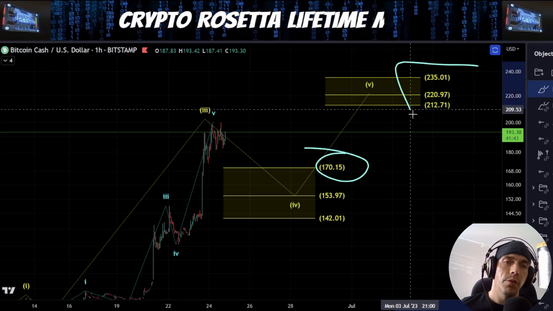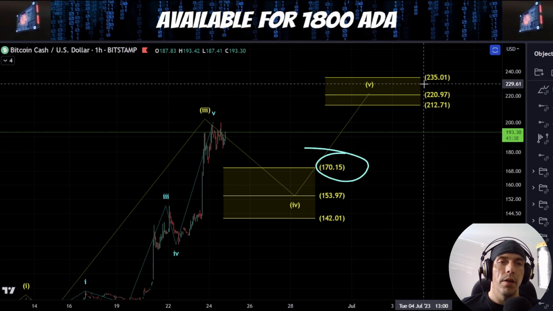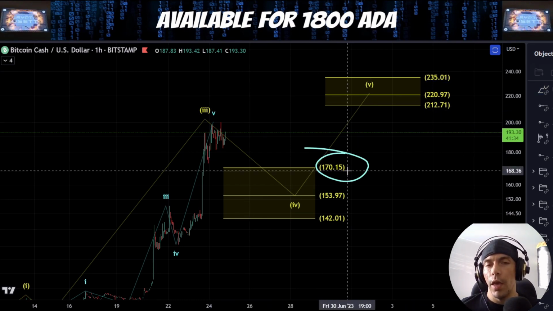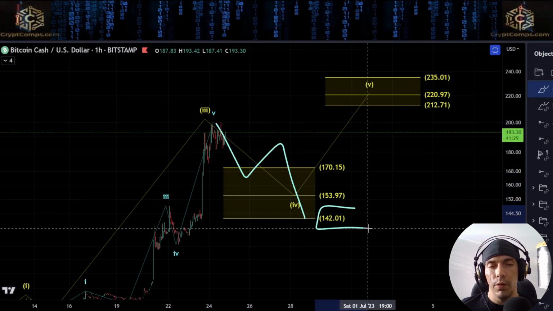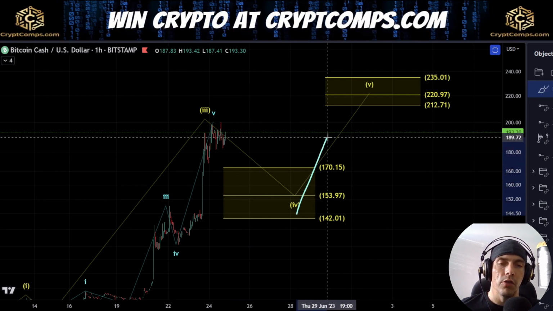Now, the target to the upside based off of this 382 at this 153 area would actually be higher up here towards this 235 to this 212 region. If we do look to move down deeper here, technically speaking, it would still be viable as long as you remain above this 142 region, where we could see continuation to the upside.